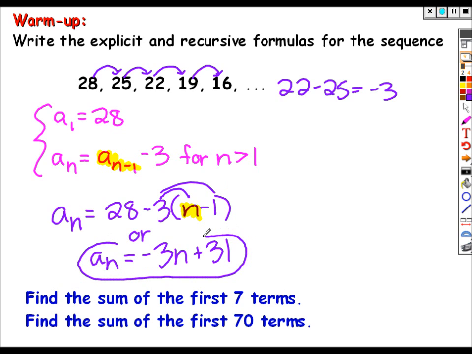Now notice, this is going to be important today. If I'm looking at arithmetic sequences, if I distribute that -3 out, you really should get something that looks like y equals mx plus b, where that -3 is your constant rate of change, and this 31 would be like the a sub 0 term. So if I could go back 3 more, I'd be at 31.